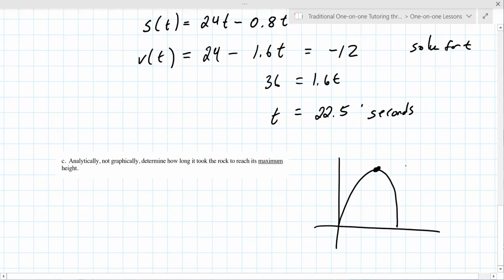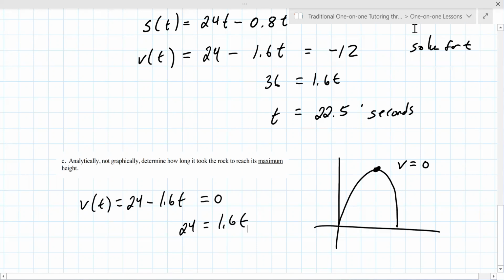So the maximum height occurs here. That's actually when velocity equals 0. So you set V of T, which is 24 minus 1.6 T, equal to 0. And then you solve for T. So 24 equals 1.6 T, and then we divide both sides by 1.6. You get T equals 15 seconds.